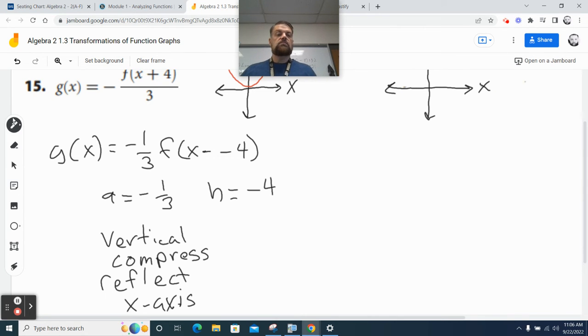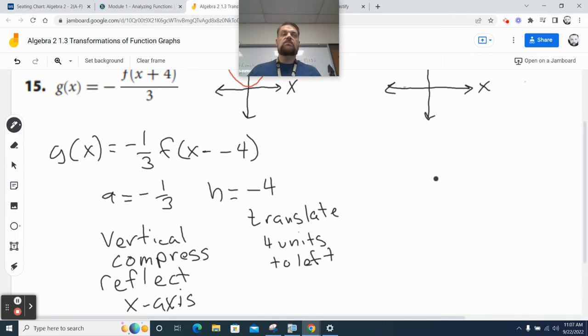H equals negative 4. Well, that's going to translate four units to the left. To the left, to the left. Everything you own in a box to the left.